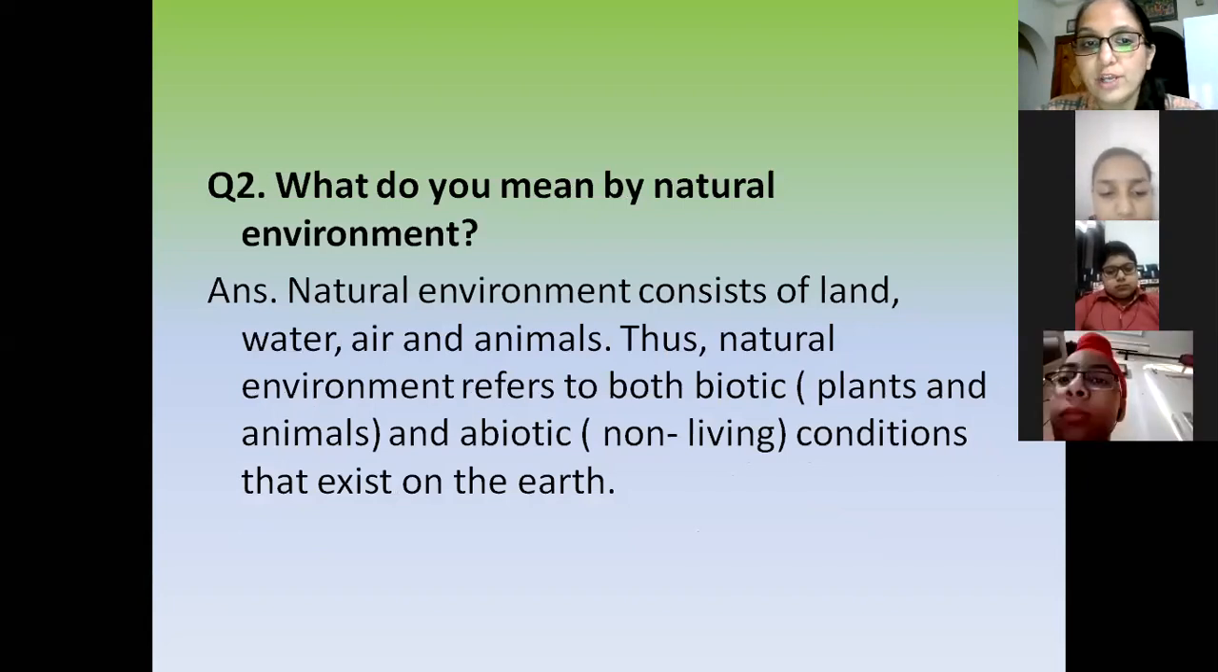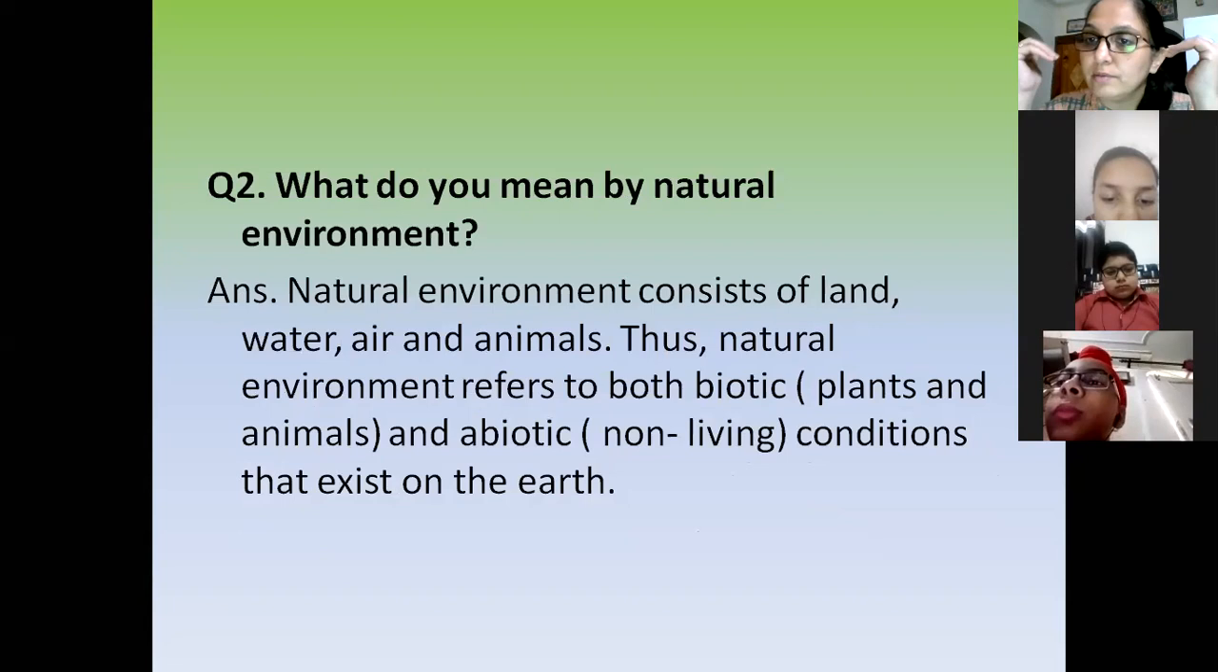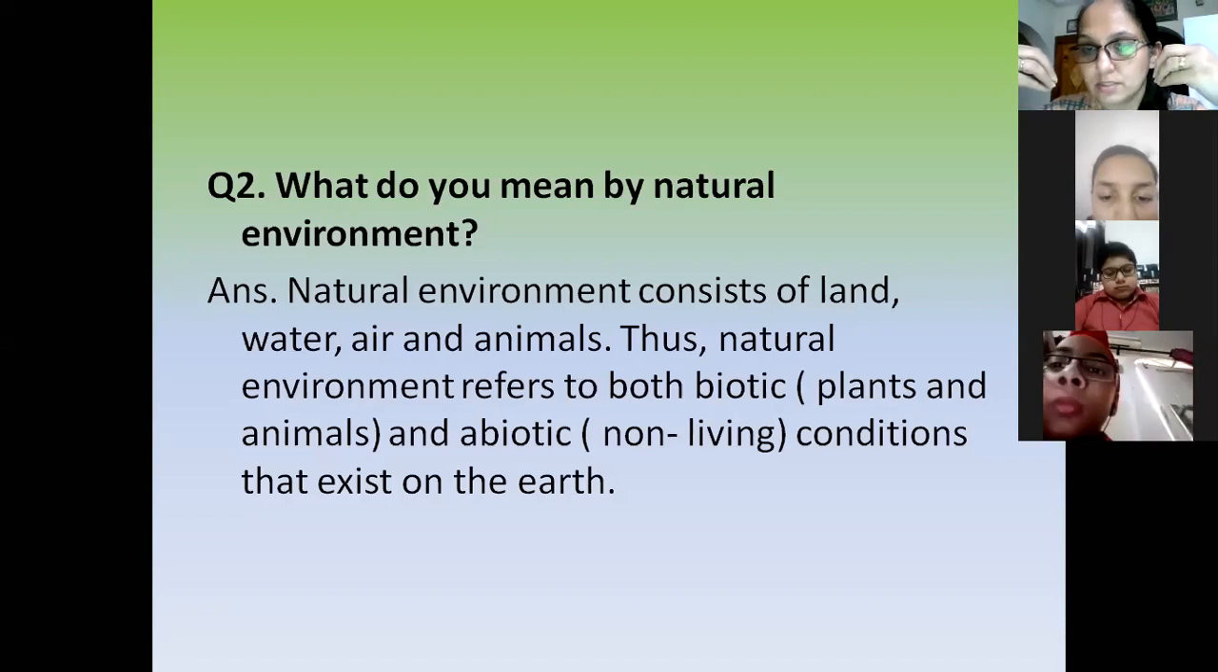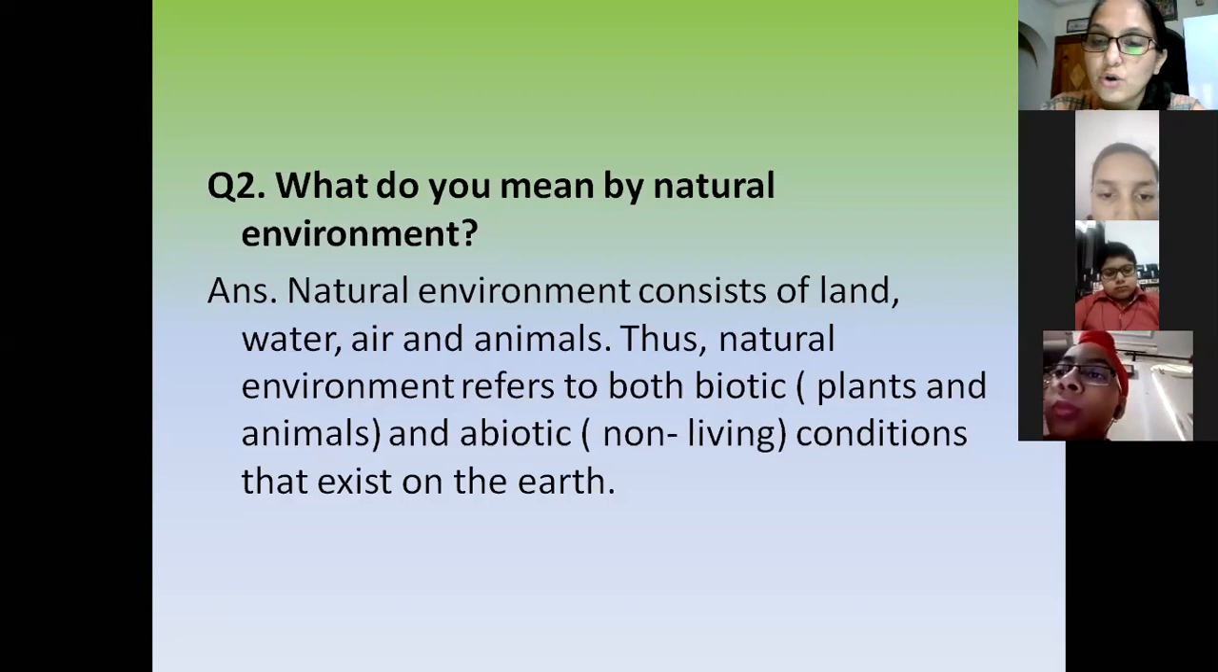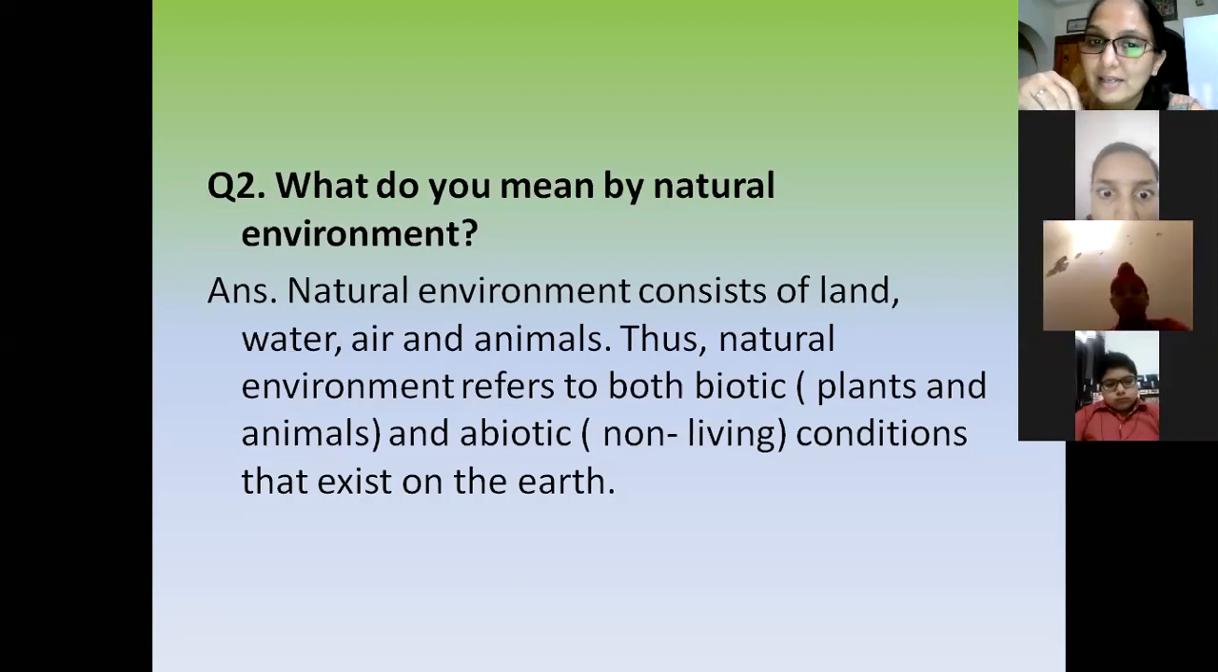What do you mean by natural environment? Natural means something which is not man-made, not artificial, which is given by nature to us, which has been developed by the natural processes. That is called natural environment. So natural environment consists of land. We cannot make land. Land was on earth on its own. Then air and animals. These are all part of the natural environment.